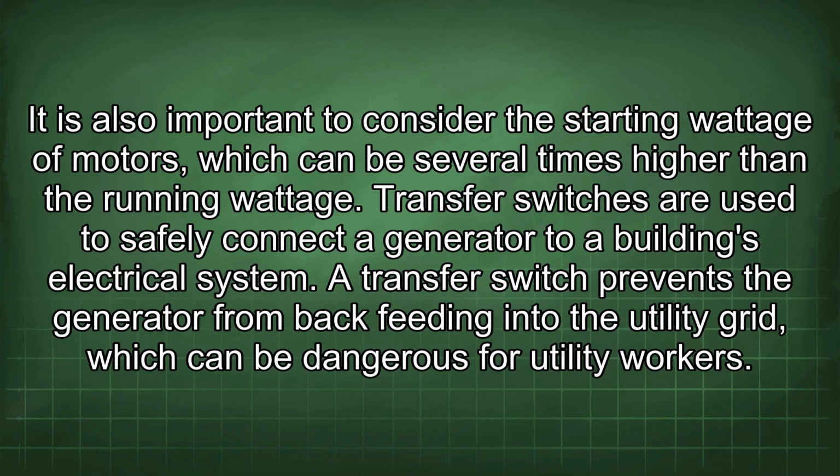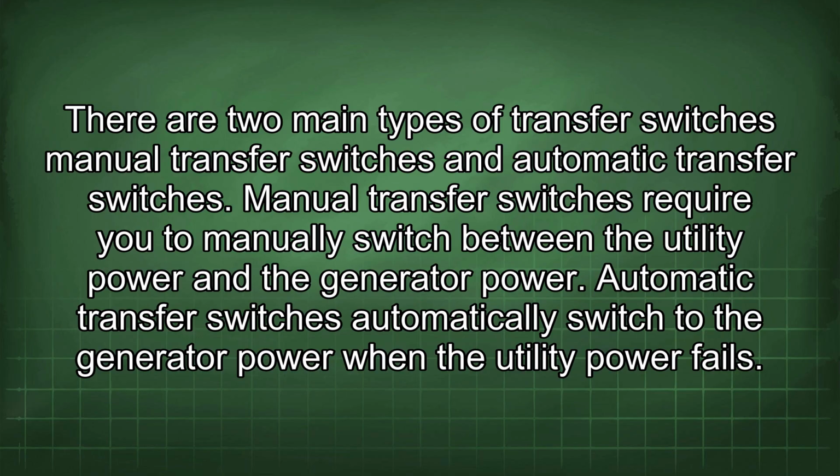Transfer switches are used to safely connect a generator to a building's electrical system. A transfer switch prevents the generator from backfeeding into the utility grid, which can be dangerous for utility workers. There are two main types of transfer switches: manual transfer switches and automatic transfer switches. Manual transfer switches require you to manually switch between the utility power and the generator power. Automatic transfer switches automatically switch to the generator power when the utility power fails.